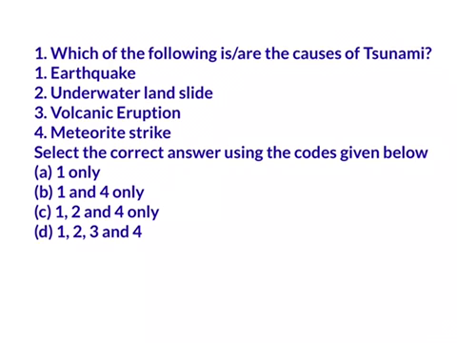Now come to today's questions. Which of the following is or are the causes of tsunamis? The options are earthquake, underwater landslide, volcanic eruptions, and meteorite strike. So these are the 4 options. If you listen to this video, you will definitely be able to answer this question. We'll see the answer and explanation in the next video.